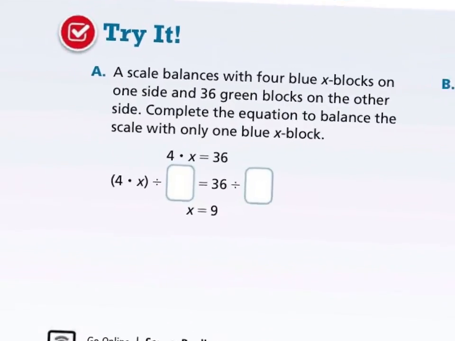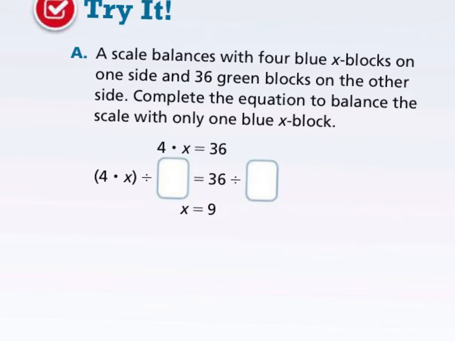So if you look at the try it, a scale balances with 4 blue X blocks on one side and 36 green blocks on the other side. Complete the equation to balance the scale with only 1 blue X block. So if we're trying to just get to 1 X block, we have 4 right now. Instead of 4 times X with the dot in between it, they could have just written 4X. But anyway, we're trying to get just to X. So we're trying to get to 1 x block left.